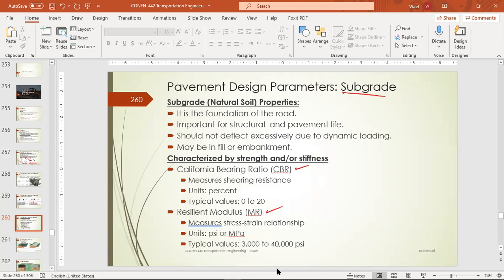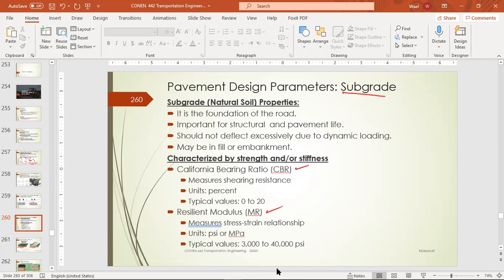Basically, what we are interested in is the California Bearing Ratio (CBR) and the resilient modulus (MR). These two are the major inputs in most of the design methods for pavement layers. What are the criteria that we prefer to have? Basically, this subgrade, or the natural soil, is the foundation of the road. It's important for structural strength and pavement life.